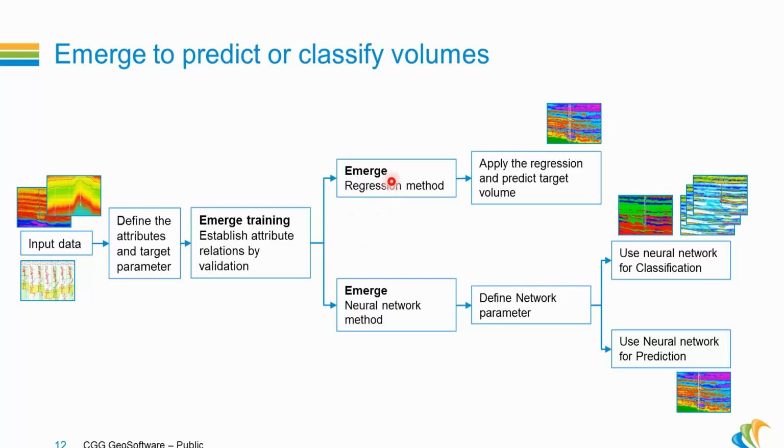In the regression method, we are able to estimate the property that is our objective, for example, we can estimate porosity. But in the neural network method, we are able to estimate classes and the probability for each class, and also the most probable class, as I showed in the example. Or again, we can use this for predictions, for example, a porosity volume for the reservoir.